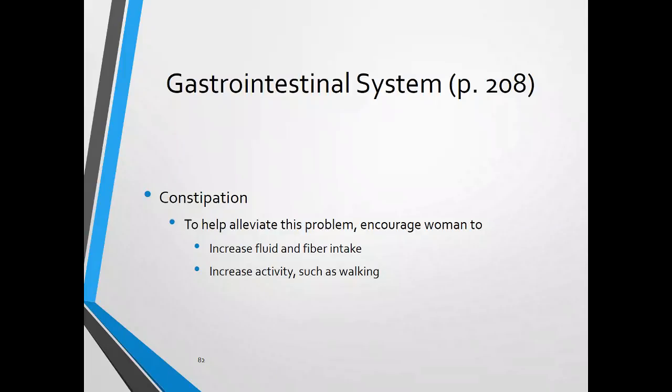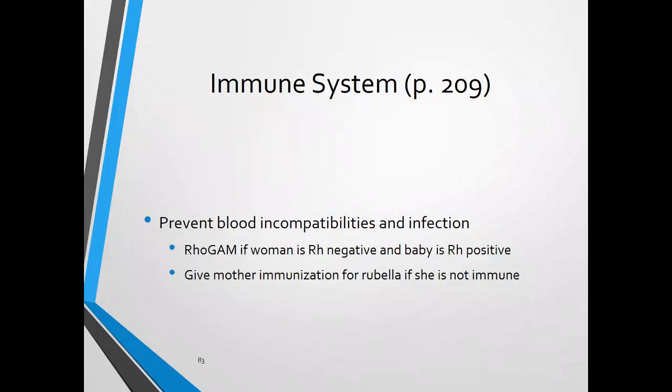Gastrointestinal, they're more likely to be constipated. So to help alleviate this problem, you want to encourage them to increase their fluid and fiber intake and also increase their activities such as walking. Immune system, prevent blood incompatibilities, infection. They'll need RhoGAM if the mom is Rh negative and baby's Rh positive. We've talked about this already.